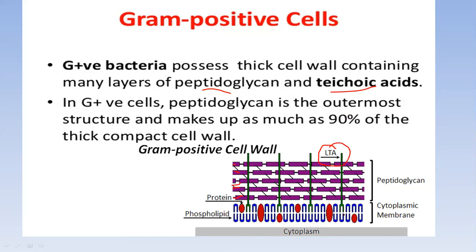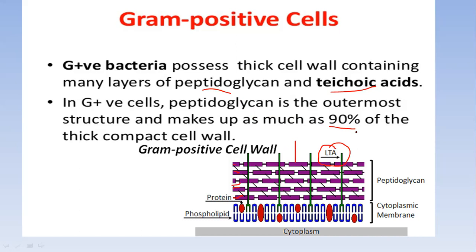This is lipoteichoic acid, which is joined with the phospholipids, and there is another teichoic acid that is connected with the peptidoglycan layer. In gram-positive bacteria, peptidoglycan is the outermost structure and makes almost 90% of the thick, compact cell wall.